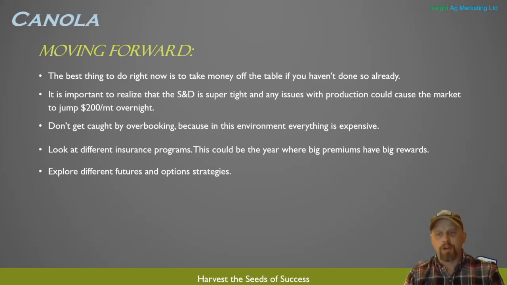Especially this year, you don't want to get caught by overbooking because everything in this environment is expensive. A screw up is super expensive, regardless if it's a contract screw up or a hedging screw up. So you've got to really remember that. And we're seeing it right now with people trying to buy out contracts on canola that's heated. It's very expensive. You want to take a look at some different insurance programs.